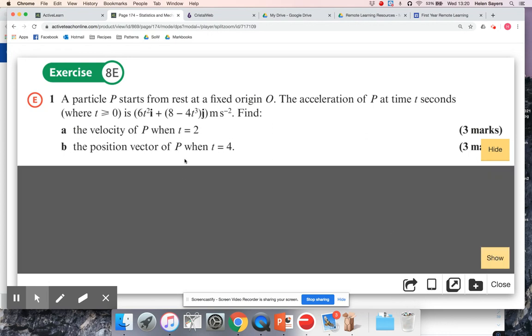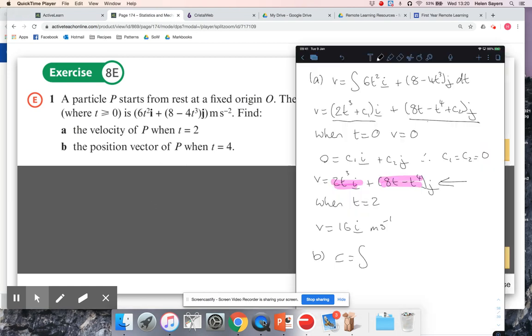Okay, and then find the position vector. So position vector is going to be the integral of velocity. Oh, I can't see my screen. Right, okay. So position vector is going to be the integral of velocity, and that's my velocity vector. So the position vector is going to be the integral of 2t cubed I plus 8t minus t to the 4 j integrated with respect to t.